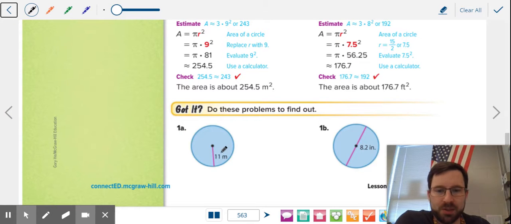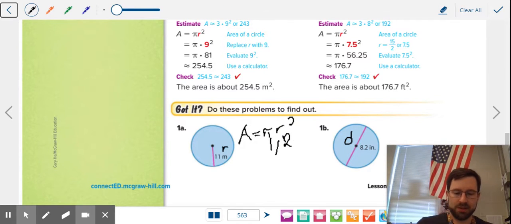So let's take a look here. This one gives us the radius. This one gives us the diameter. So let's take a look at how it works. A equals pi r squared. What's r? It's 11. So let's check it out. It's as easy as 11 squared times pi.